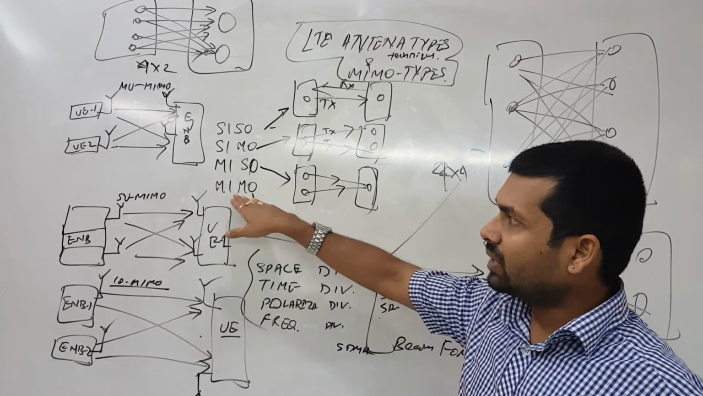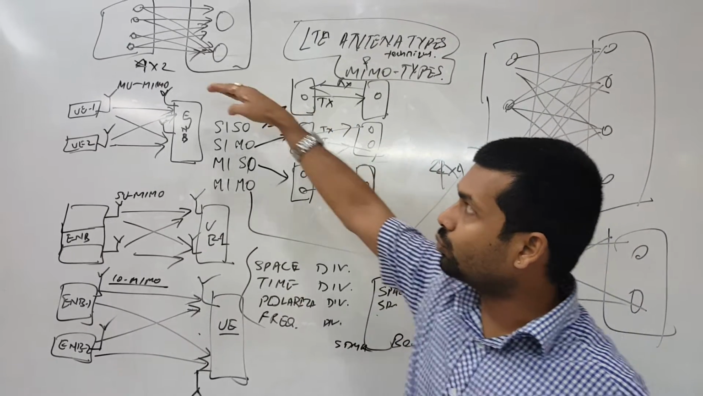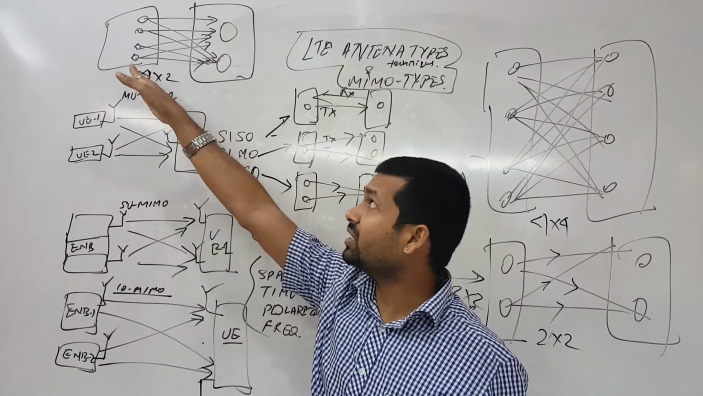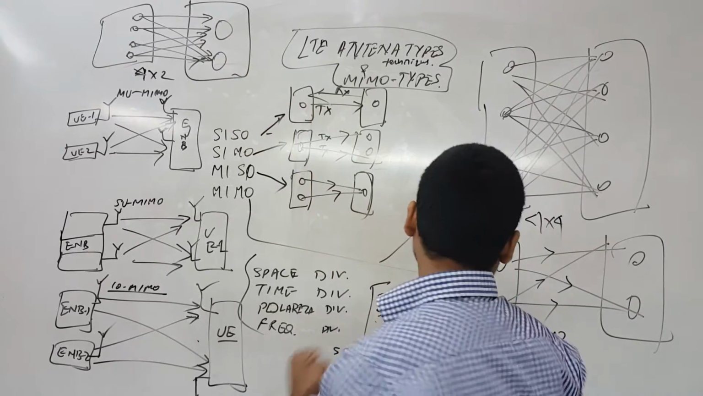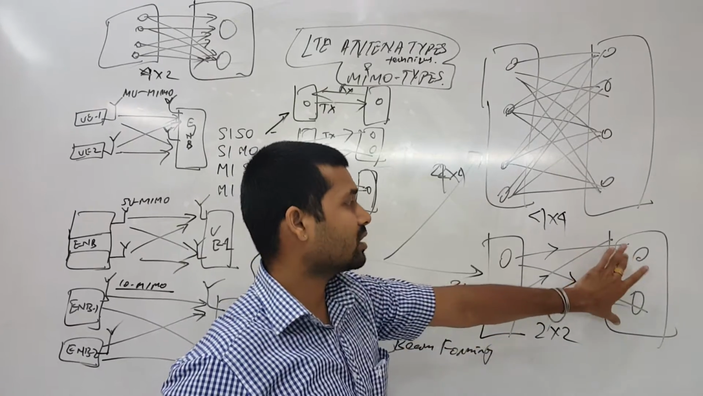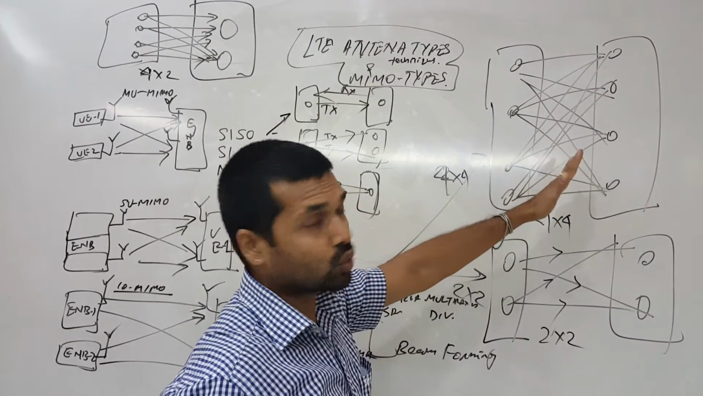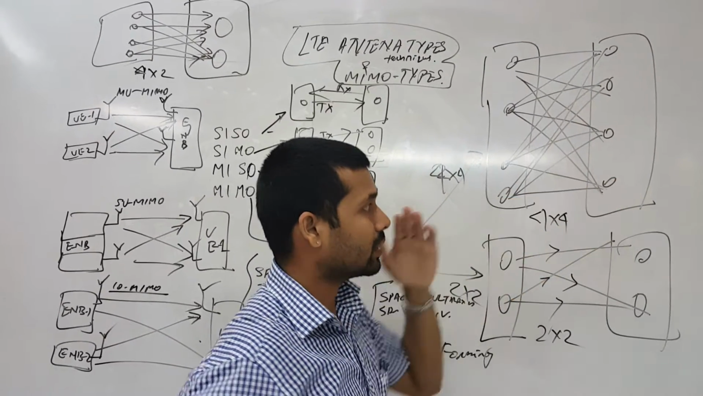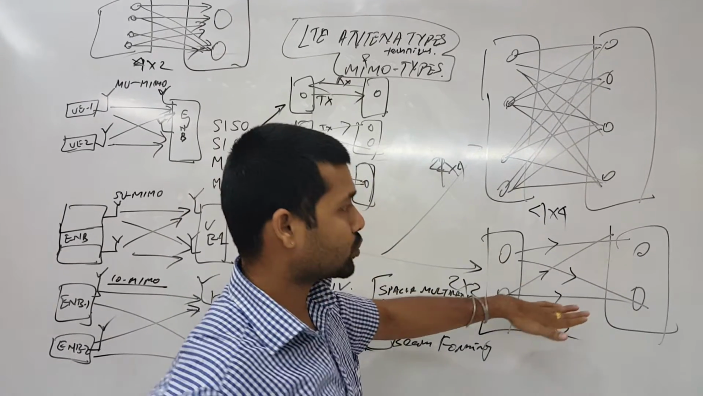Then the MIMO, multiple input and multiple output. So we are having three different kinds of MIMO: 4x2, 4 antennas at the transmitting end and 2 antennas in the receiving end; 2x2, 2 antennas in the transmitting end and 2 antennas in the receiving end, and vice versa; and 4x4, that means 4 antennas in the transmitting and 4 antennas in the receiving end. So we'll start with 2x2.